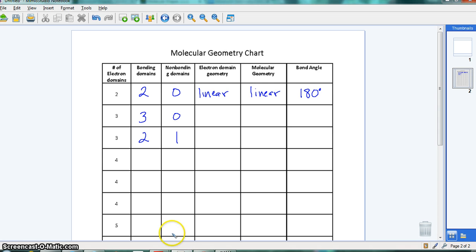So we'll go back to our chart. We call this trigonal planar.